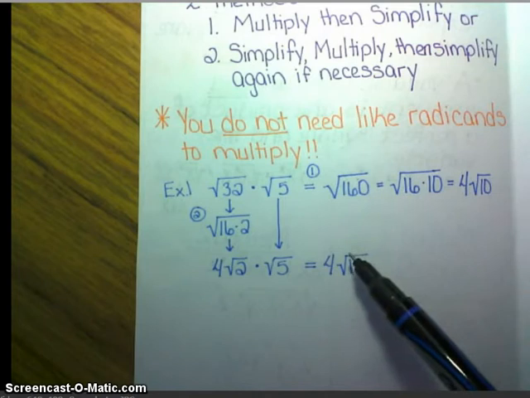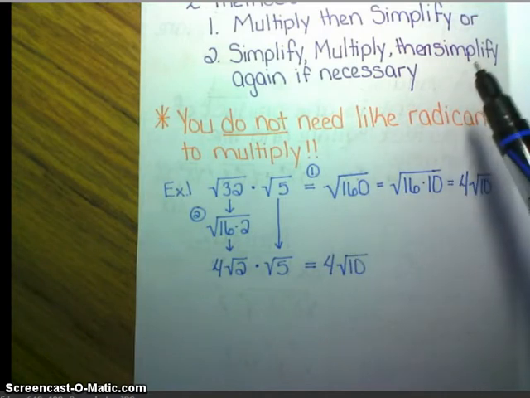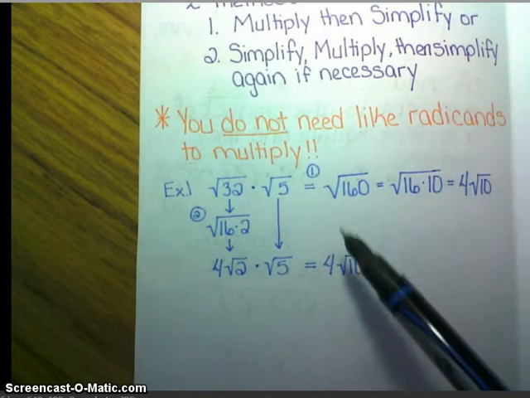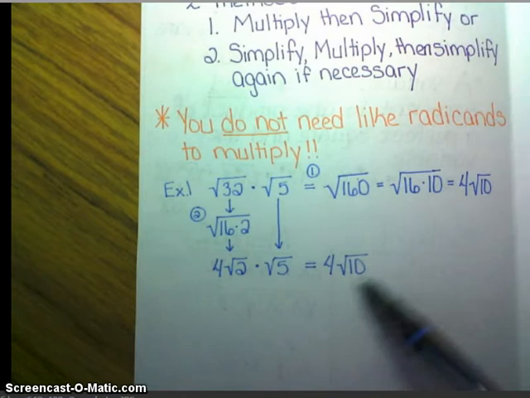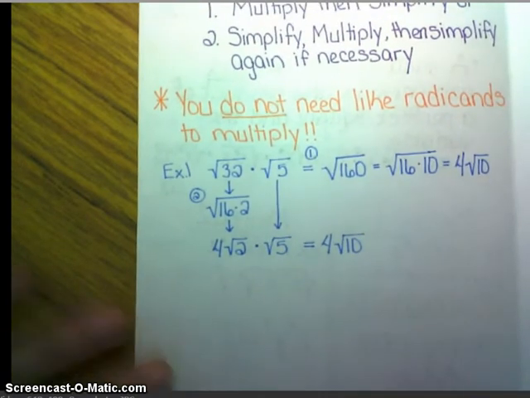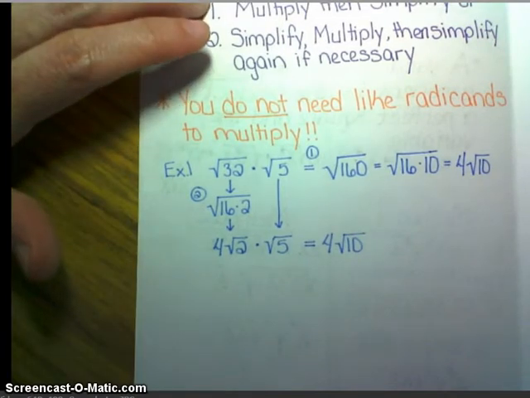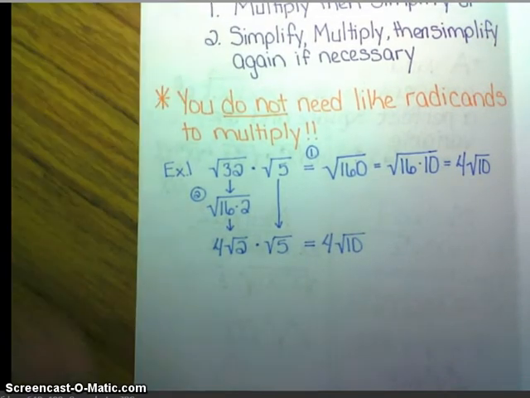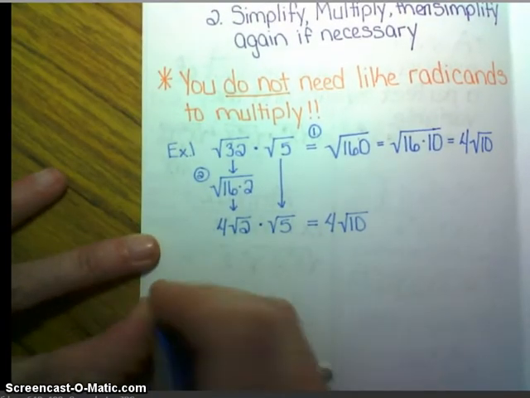Now keep in mind, again, you may have to simplify again in method 2. We didn't have to here, but there are times that you may have to. Of course, it's up to you how you want to approach those problems, and you may mix it up. You may multiply first sometimes, you may simplify first sometimes. That's totally up to you.